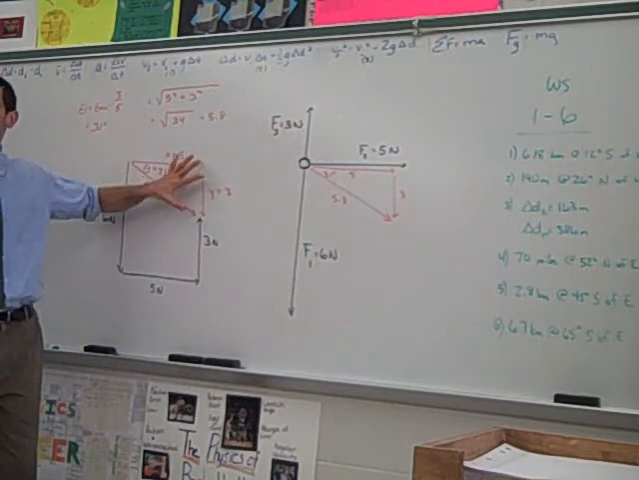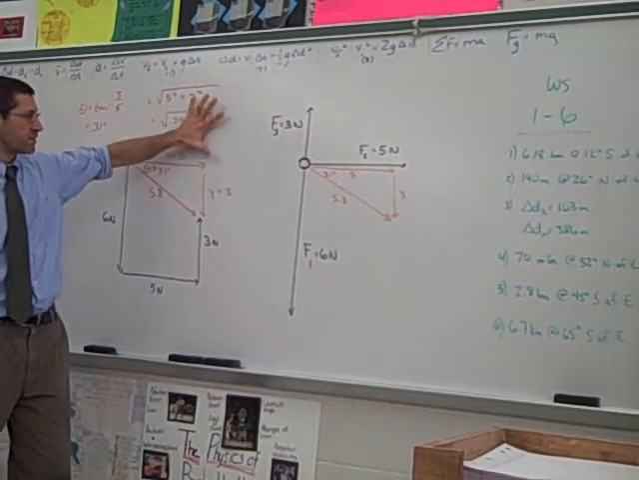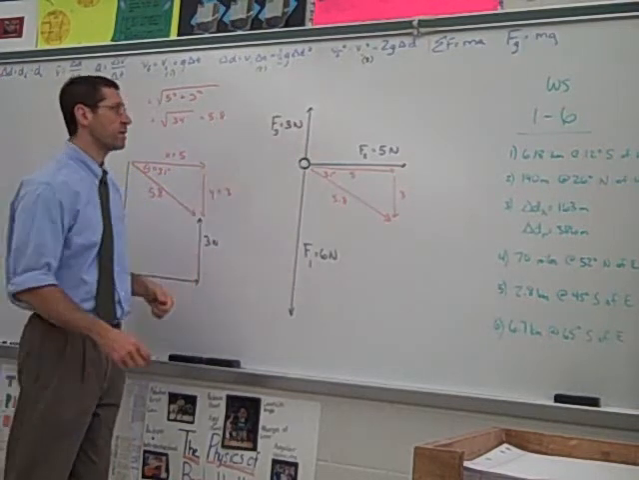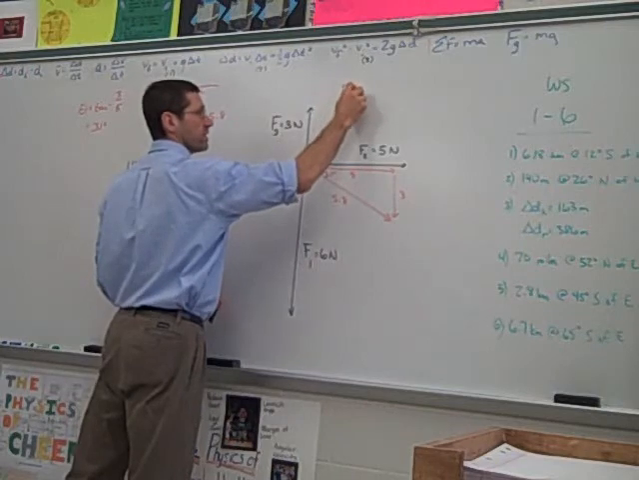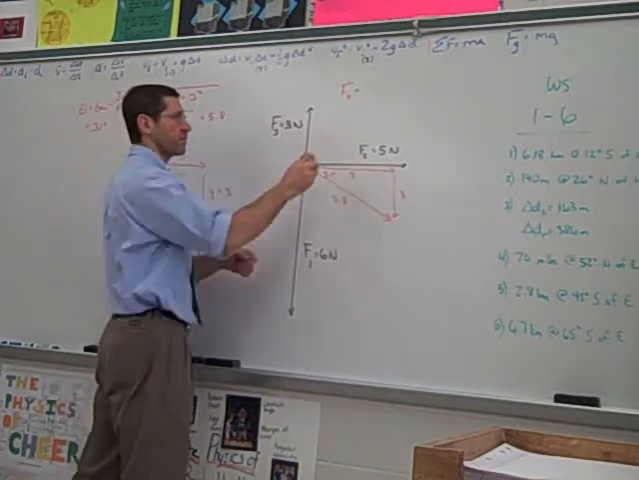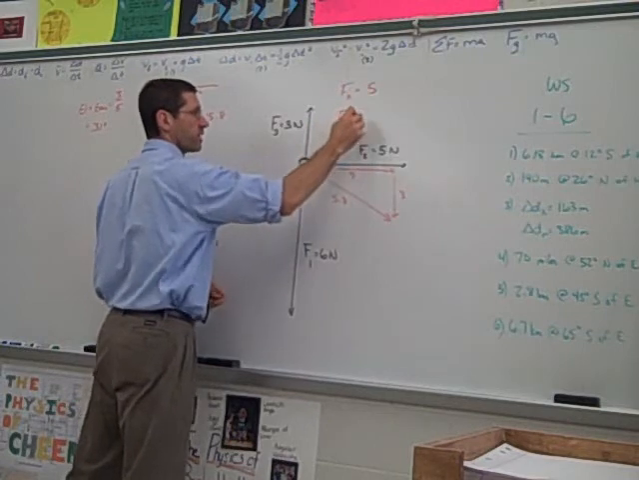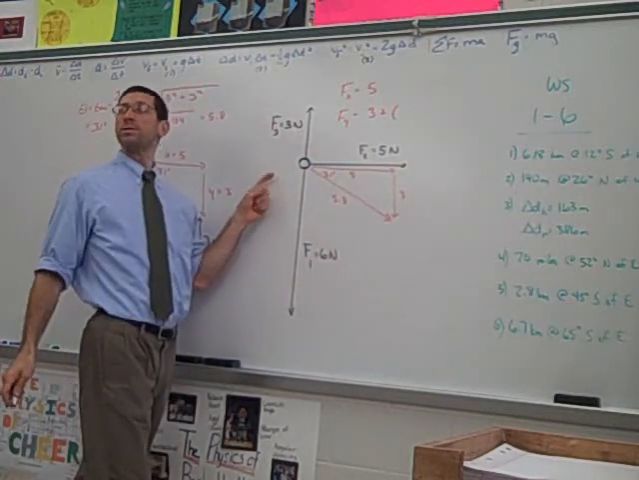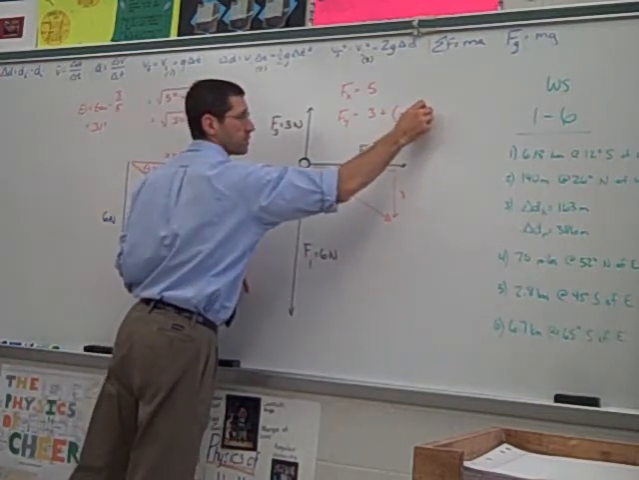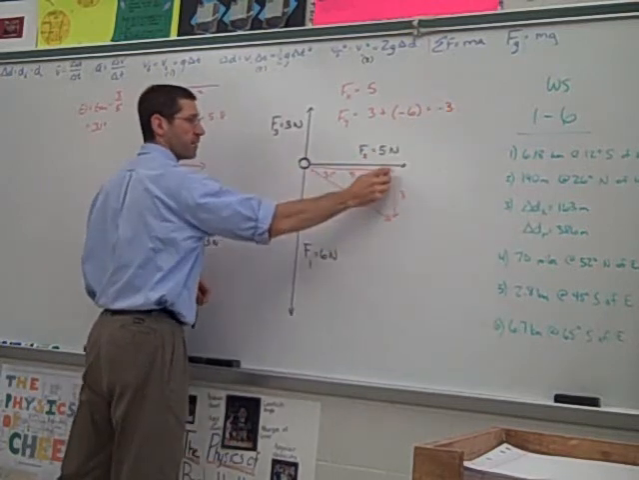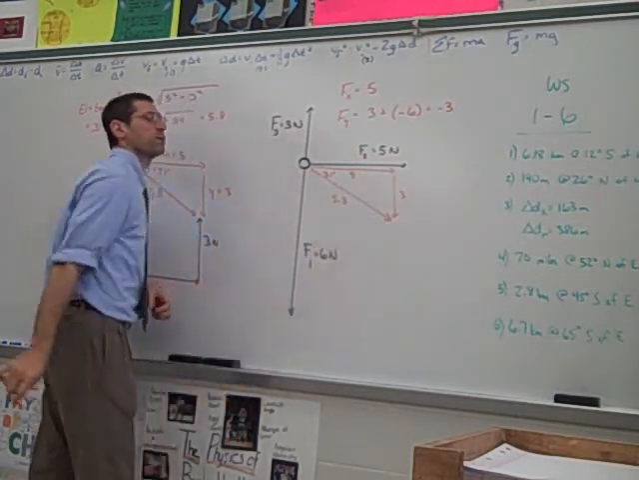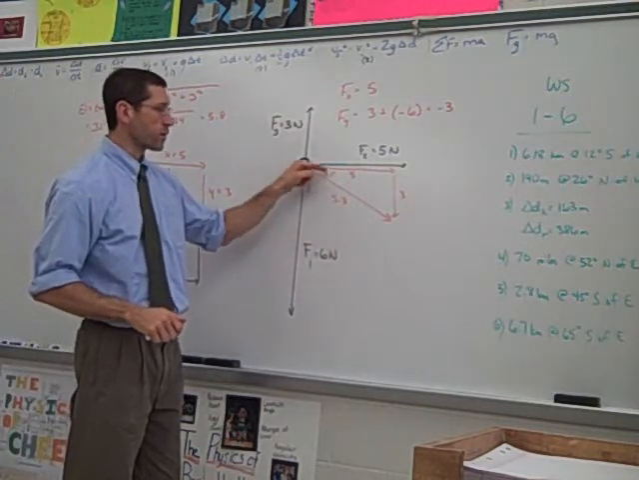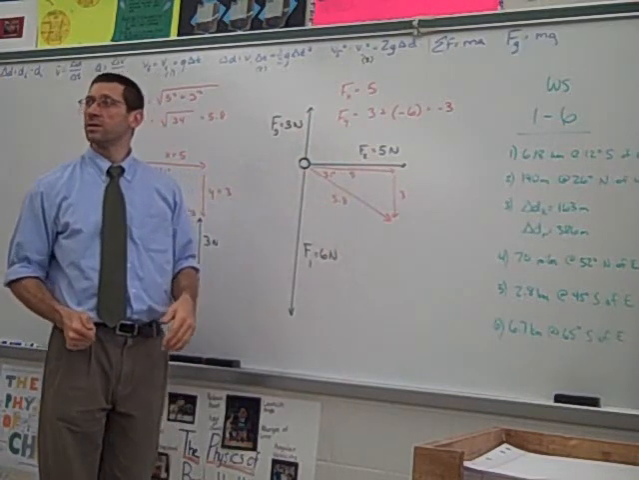But do you guys see how I didn't need to redraw these as tip to tail? I could have not even done this, right? And just knowing that these are going to result in one triangle, I would say the total force in the x direction is 5. And the total force in the y direction is 3 plus what? Negative 6, which is negative 3. 5, negative 3. And then you can do your triangle and get your resultant. So my net force is 5.8 newtons, 31 degrees below the positive x-axis.